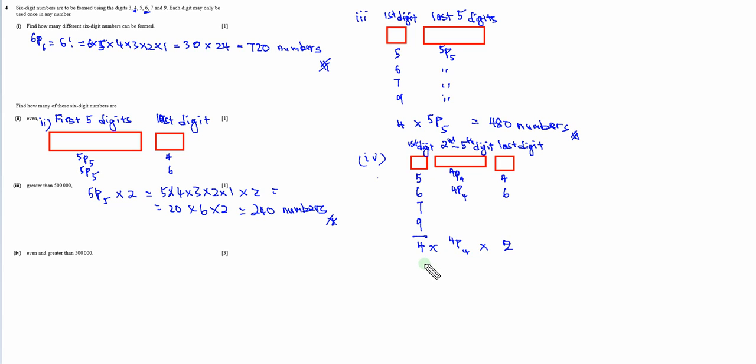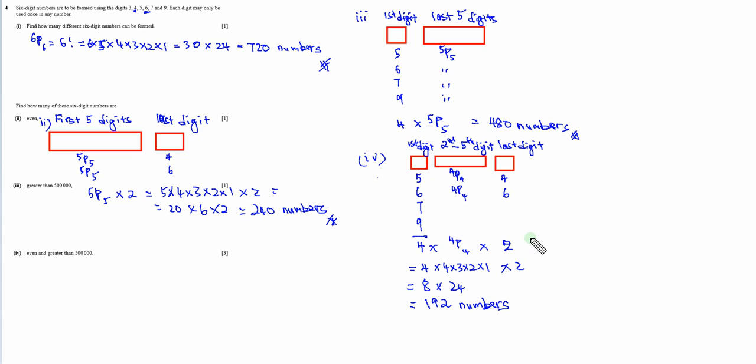And so it's 4 times 3 times 2 times 1 times 2. So 4 times 2 is 8, times 24, that gives you 192. There are 192 numbers.